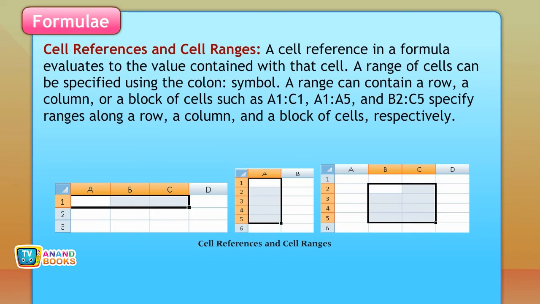Cell references and cell ranges. A cell reference in a formula evaluates to the value contained within that cell. A range of cells can be specified using the colon symbol. A range can contain a row, a column, or a block of cells. A1:C1, A1:A5, and B2:C5 specify ranges along a row, a column, and a block of cells respectively.